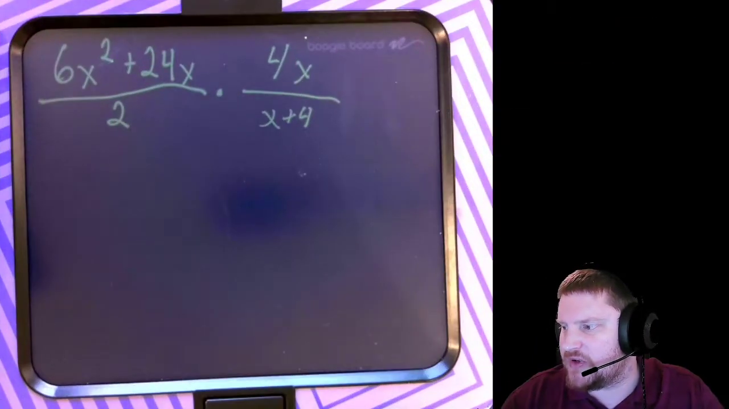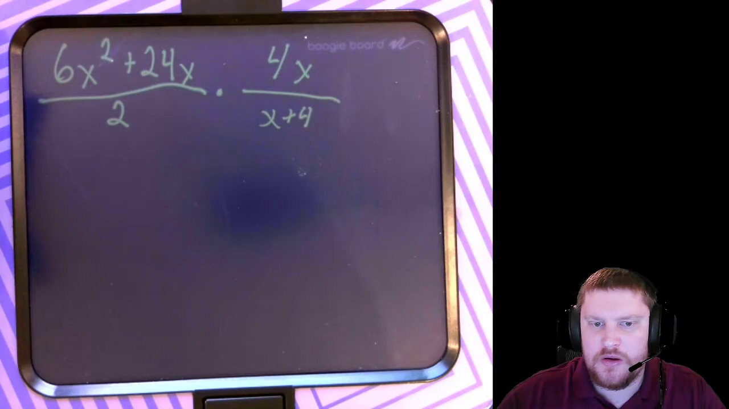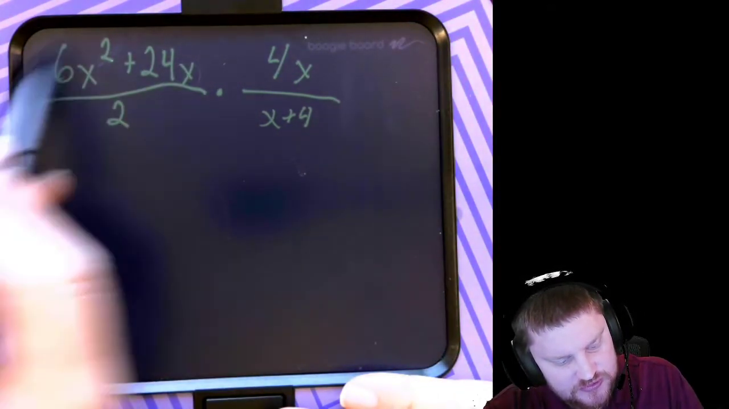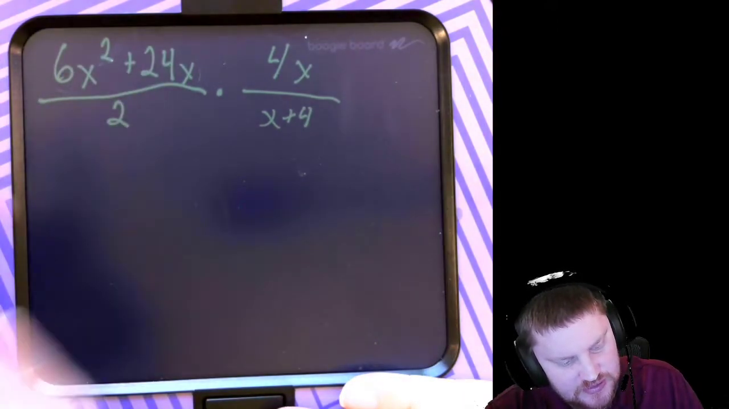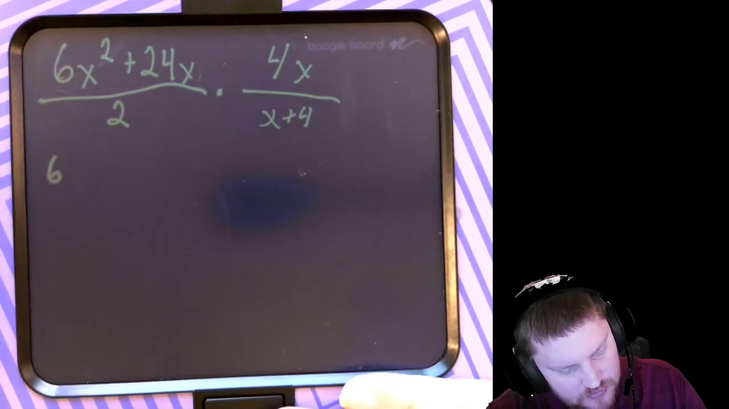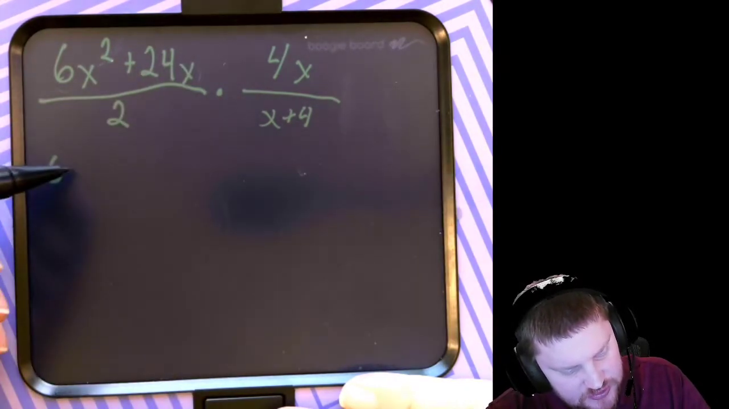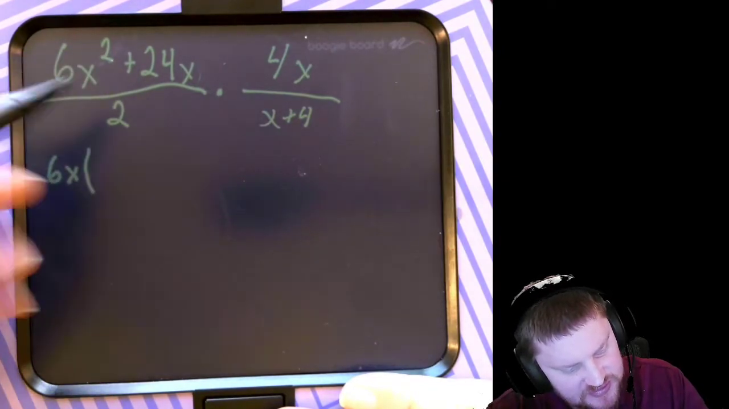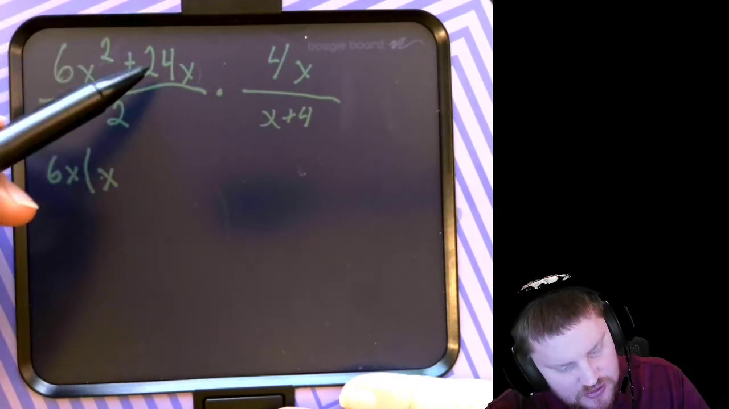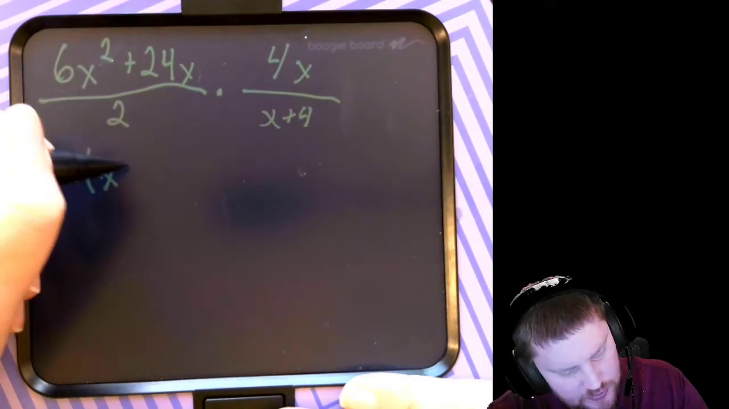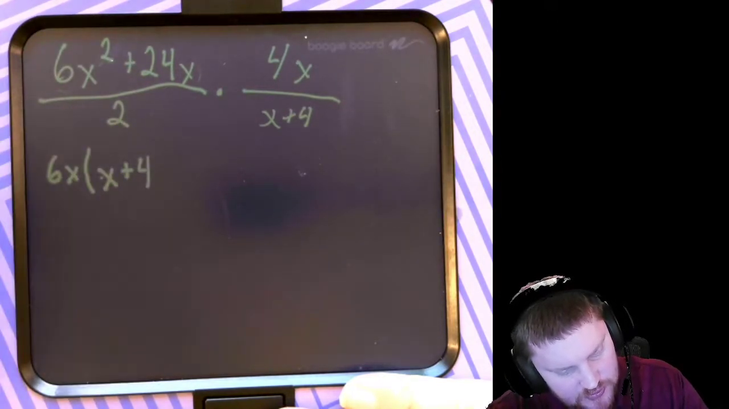So let's go over the document camera. When looking at this, I like to take each of them individually. So 6x squared plus 24x. Well, 6 and 24 are both multiples of 6, so I can factor that out. X squared and x, they share an x as well, so I can pull that out. 6x squared divided by 6x is just x. 24x divided by 6x. 24 divided by 6 is 4. So x plus 4. And then x divided by x is just 1.